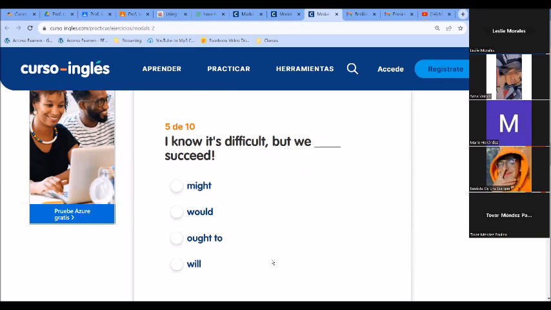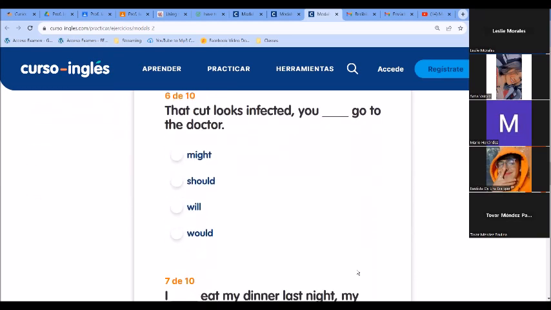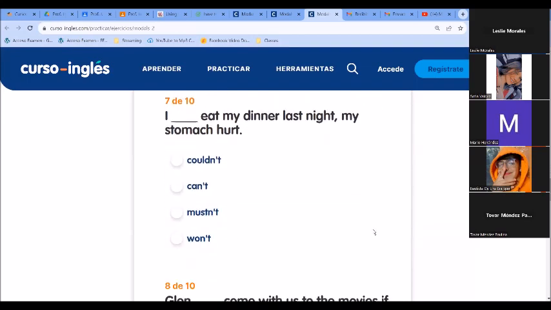I know it's difficult, but we will succeed. Exactly. Talking about the future. Predicting without evidence. But yes. Number 6. Sophia? That could look infected. You should go to the doctor. Good. Recommendation. Number 7. Mario?